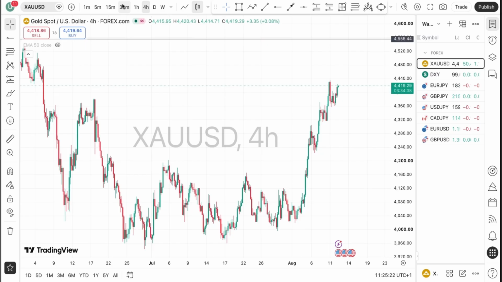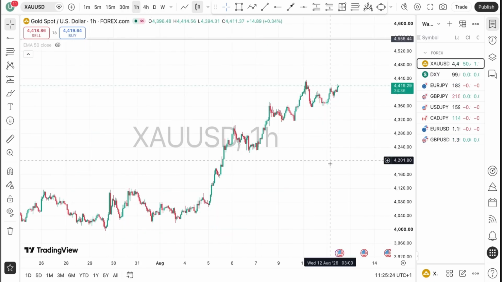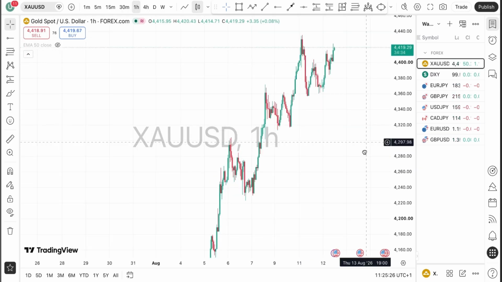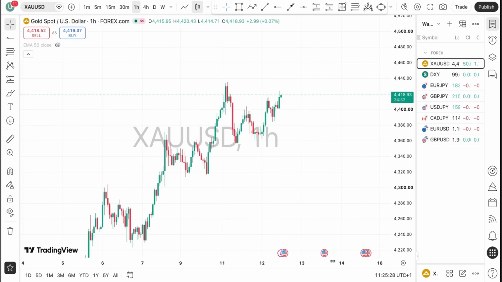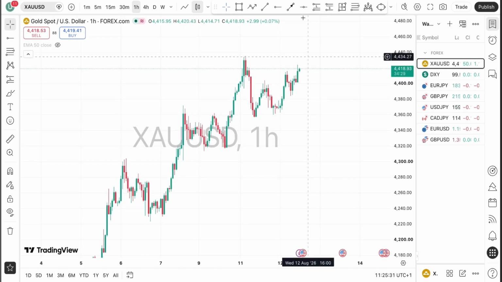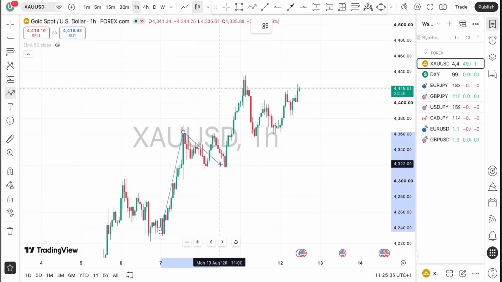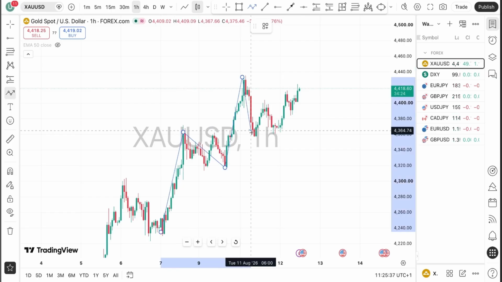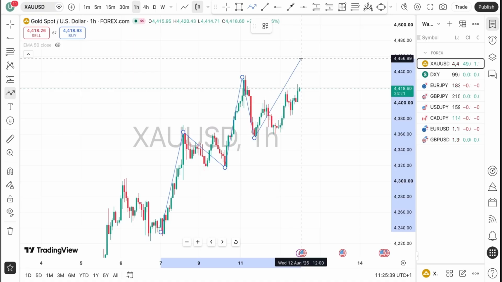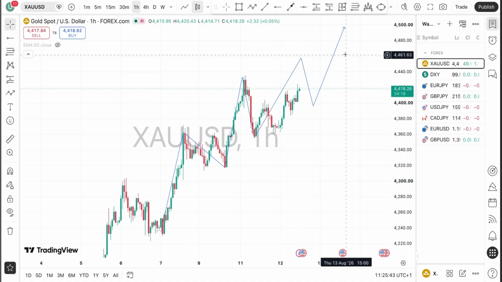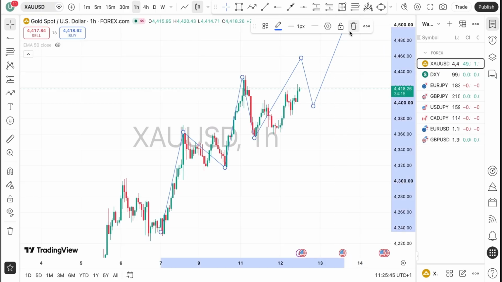Now, I will go to 1 hour and check what the market is doing at the moment, the current trend of the market. And as you can see, price is doing higher highs, higher lows, higher highs, higher lows. And what are we expecting? A new higher high and a higher low, before it continues the uptrend. That's just how I do it.